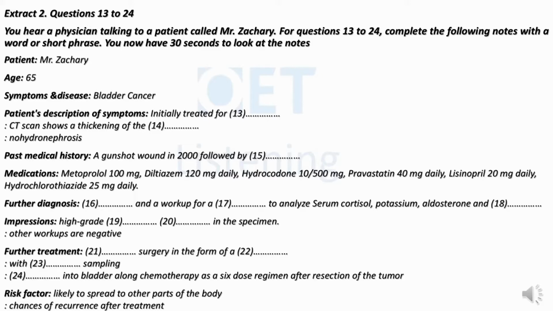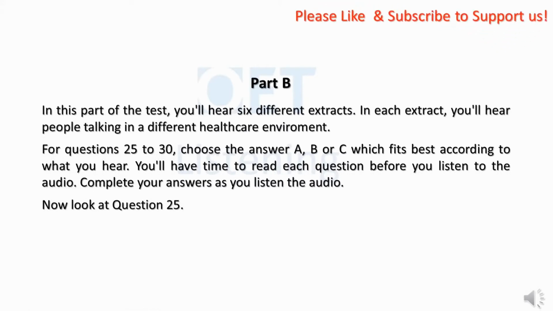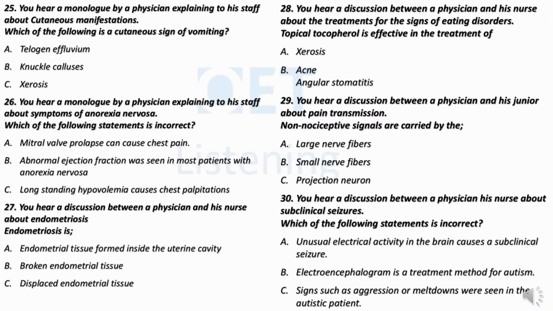That is the end of part A. Now look at part B. Part B. In this part of the test, you will hear 6 different extracts. In each extract, you'll hear people talking in a different healthcare environment. For questions 25 to 30, choose the answer A, B, or C, which fits best according to what you hear. You will have time to read each question before you listen to the audio. Complete the answers as you listen to the audio. Now look at question 25. You hear a monologue by a physician explaining to his staff about cutaneous manifestations. Now read the question.